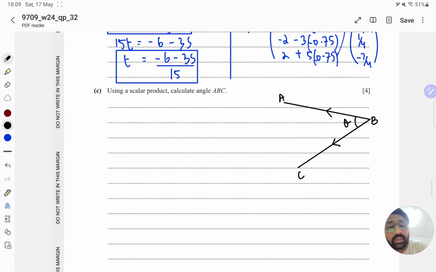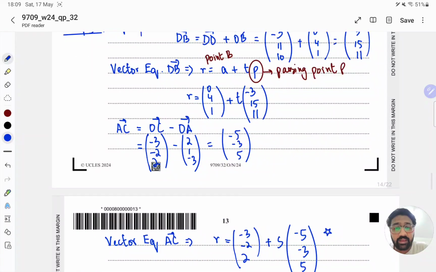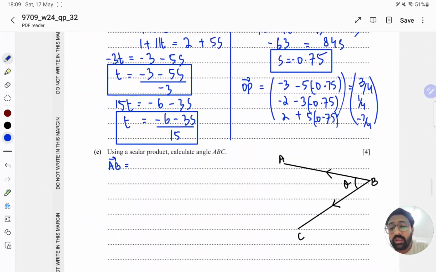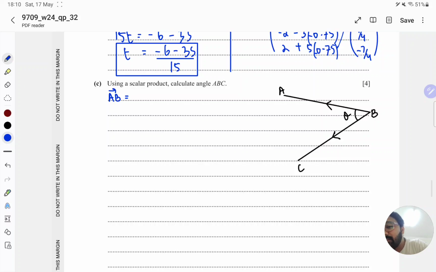So let's do the first step. We know the formula. We need to basically find out the vectors AB and BC. So find out AB. I think we already are familiar. I think we found out AB somewhere. Yes, it's -2, 3, 4. AB is, but this is BA. Let me write this. This is going to help us in finding out BA, which will be 2, -3, and 4.